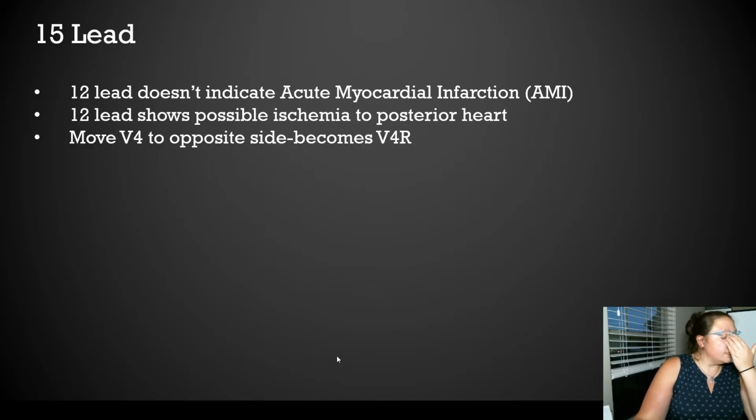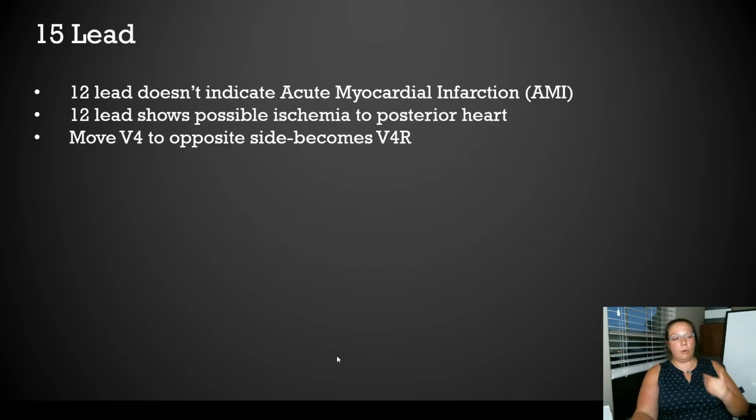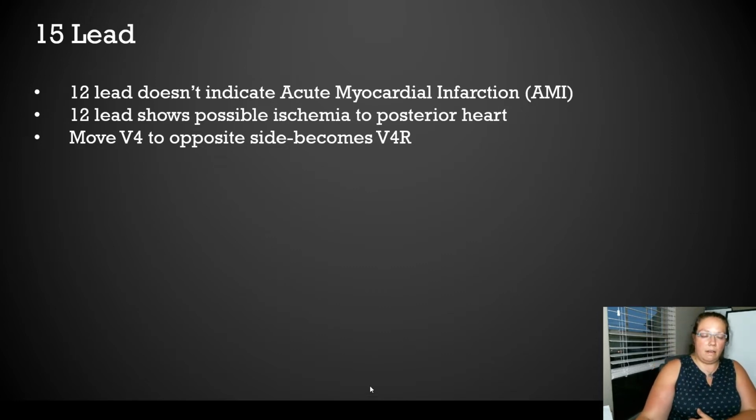So how do we do this? If you remember, lead 4 is midclavicular line. And what you do is you switch that to the other side of the body. So the right side of your body, midclavicular. And it's going to be called V4R.